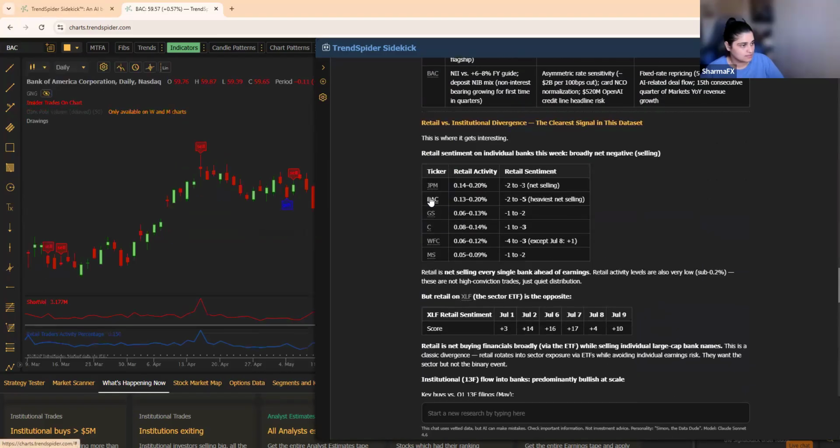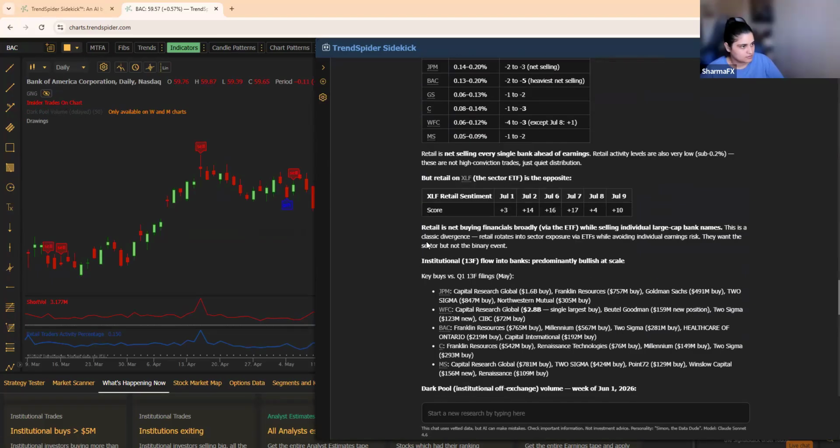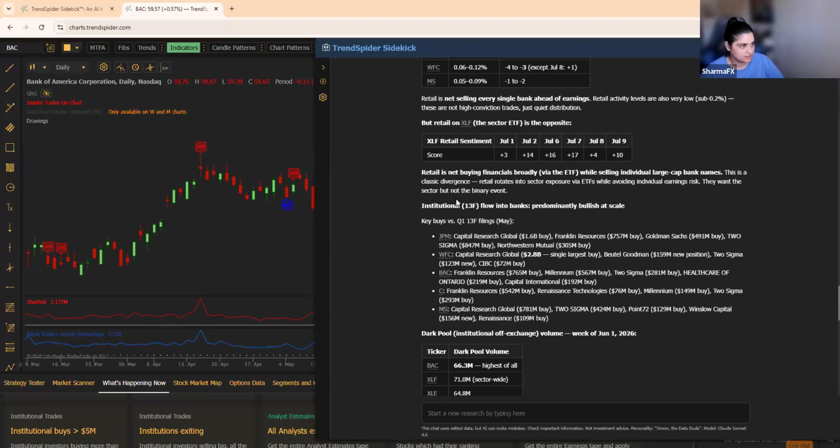Bank of America, heaviest net selling that's going on here from the retail side. Goldman Sachs, not too much. So it seems like retail is net selling every single bank ahead of earnings. But retail on the sector ETF is the opposite. They're buying financials broadly via the ETF while selling individual large cap bank names, which is your classic divergence, where the retail is rotating into sector exposure via ETFs while avoiding individual earnings risk, and they want the sector, not the binary event.